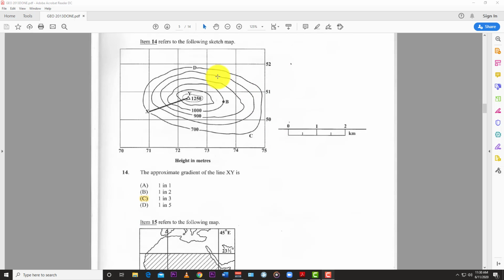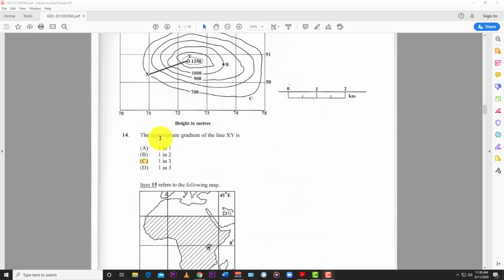All right. Number 14 refers to the following sketch map. So a lot of map work in this one. The approximate gradient of the line X, Y is, and so the answer is C, 1 in 3. All right, 1 in 3.